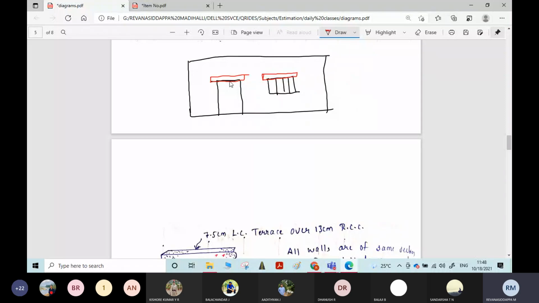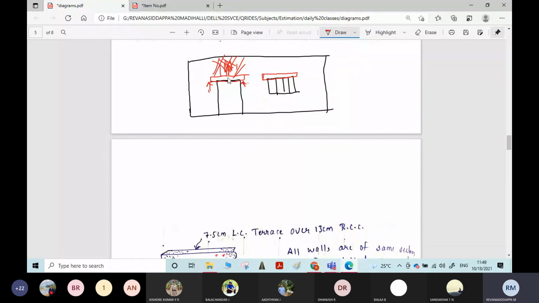To withstand the load of the superstructure over this opening, we will provide this lintel beam. This lintel beam will carry the load of the superstructure above the opening, and it will transfer it to the supports, which means it will transfer to the wall. That is the reason we provide the lintel beams.